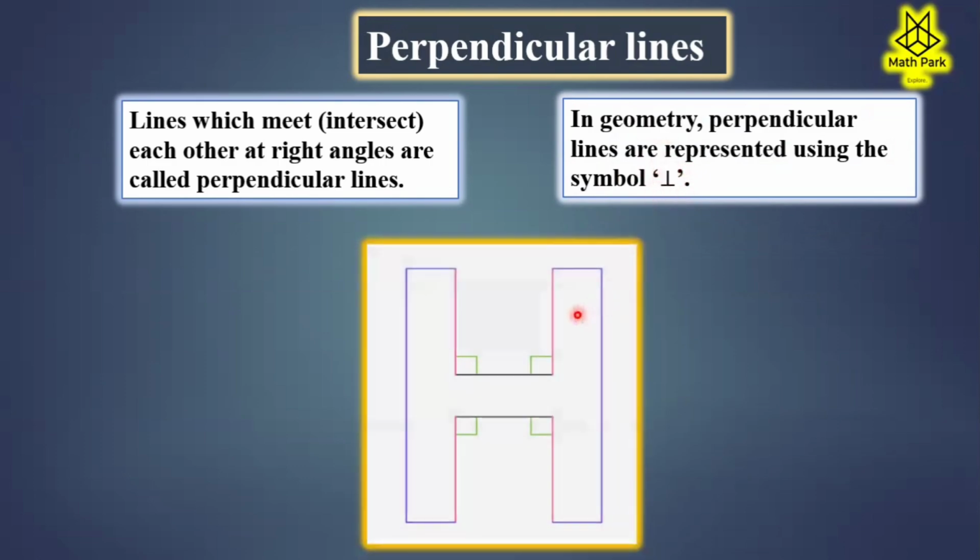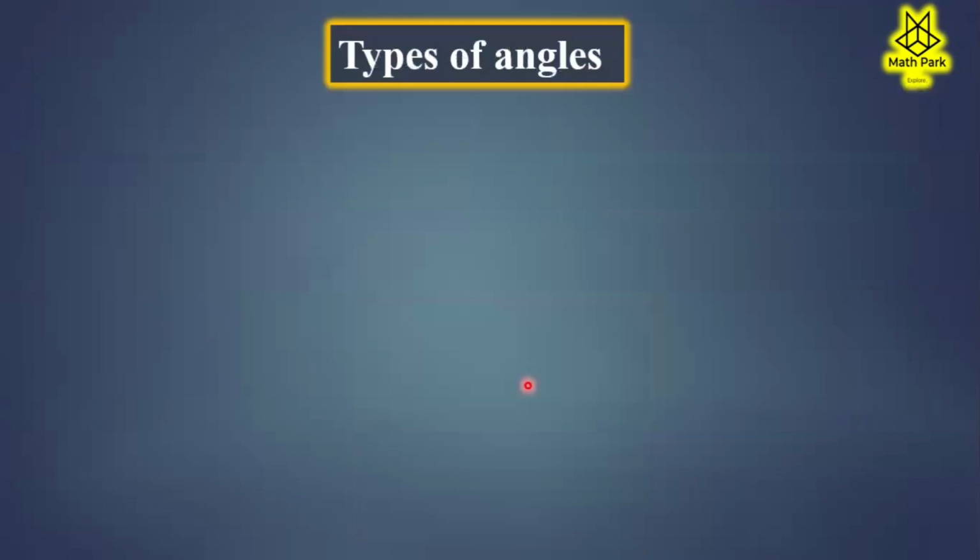In this H, you can see that this red line is perpendicular to the black line in H. And the blue lines, of course, are parallel, the opposite. But these two lines are perpendicular to each other. These two lines are perpendicular. So lines which intersect each other at right angles, they meet at right angles, are called perpendicular lines.